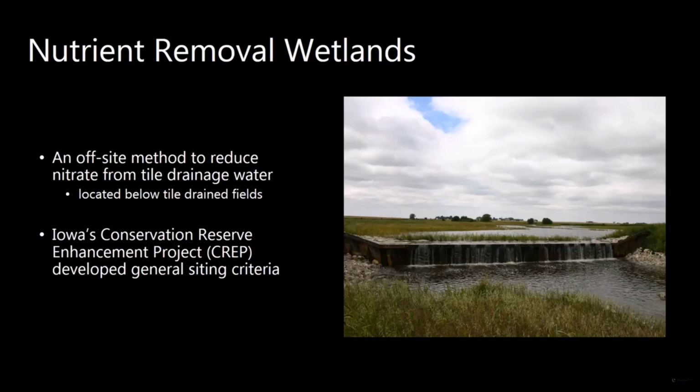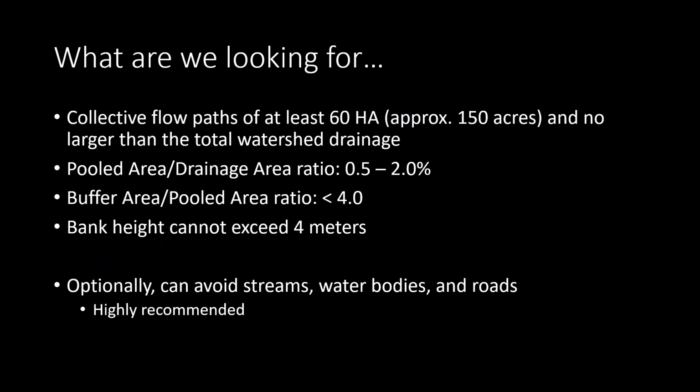Thanks to Iowa's CREP program, we have some general siting criteria that we follow. The criteria that we use includes having a collective flow path of at least 60 hectares, or approximately 150 acres, and it can't be any larger than the total watershed drainage. The pooled area and drainage area ratio must be between 1/2 to 2%. The buffered area to pool area ratio has to be less than 4, and bank height cannot exceed 4 meters.